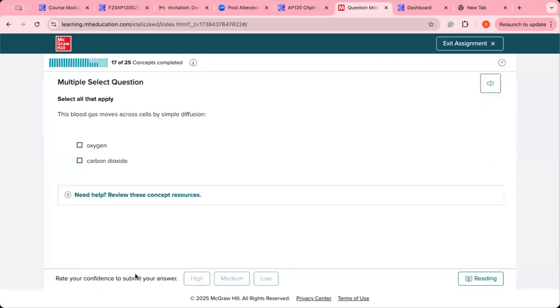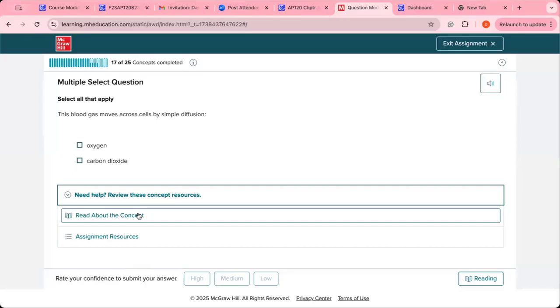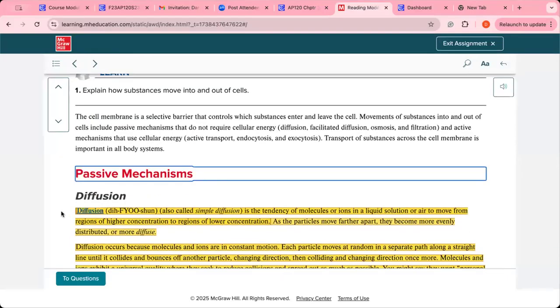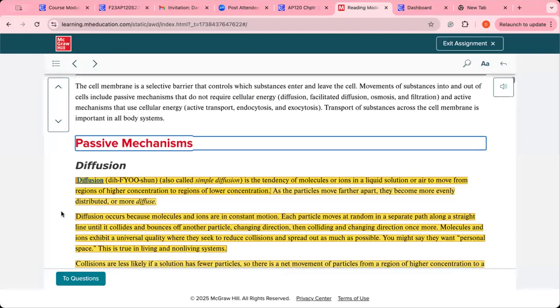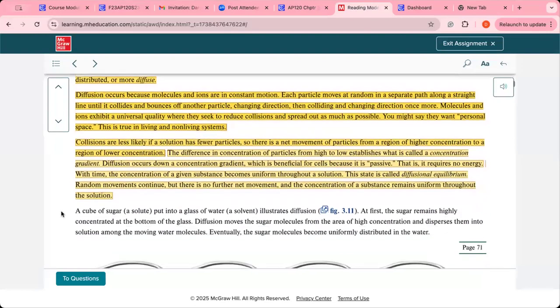Okay, next question. This blood gas moves across cells by, okay, we have to look this one up. This blood gas moves across cells by simple diffusion. Read about the concept. So we have to read what moves. Okay, we read that we need blood gases. So we need to go down to where it talks about blood.